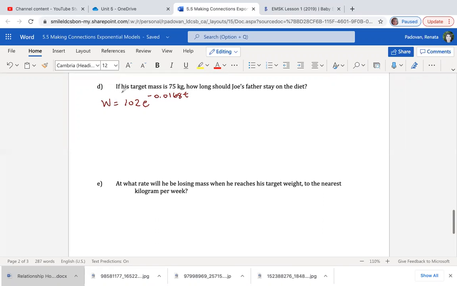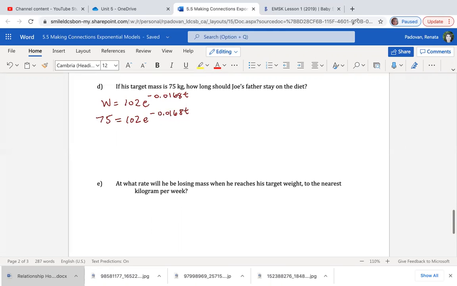So the only other variable is W. If the target mass, the future mass, would be 75, we put 75 over there, right? Equals 102 E to the -0.0168 T, and then solve for T, which is up as an exponent.